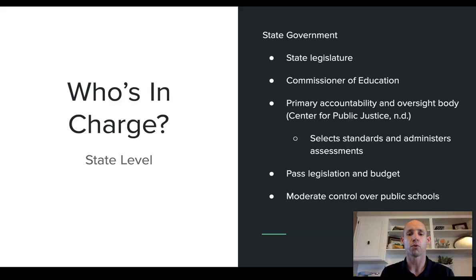And that's a pretty major portion of school funding and one that's out of the hands of the local school district. So states have moderate control over public schools. They're right in the middle of the local school boards and the federal government.